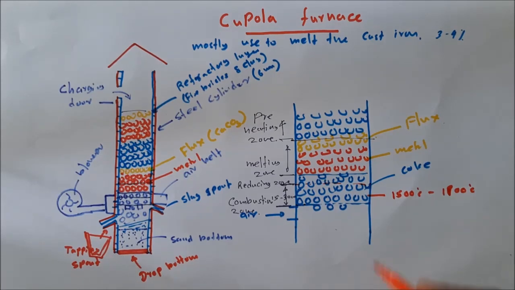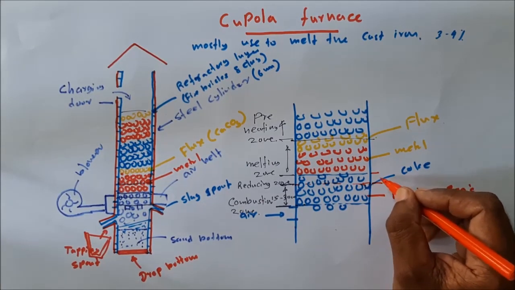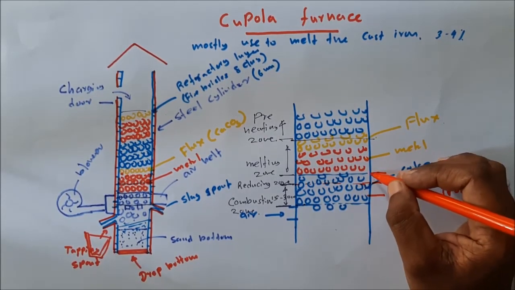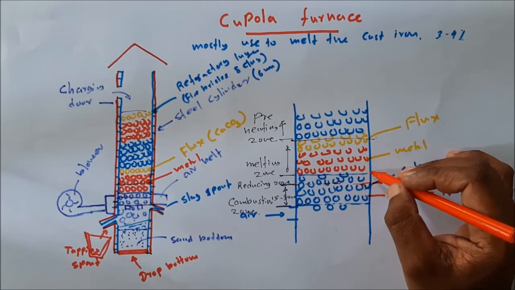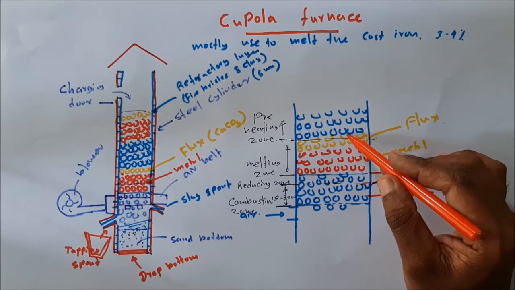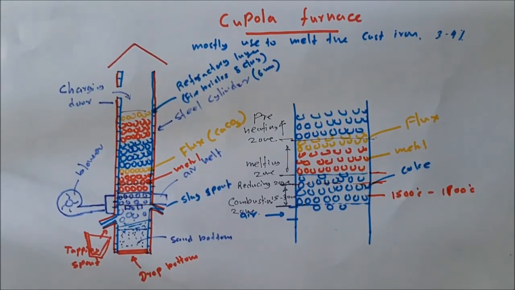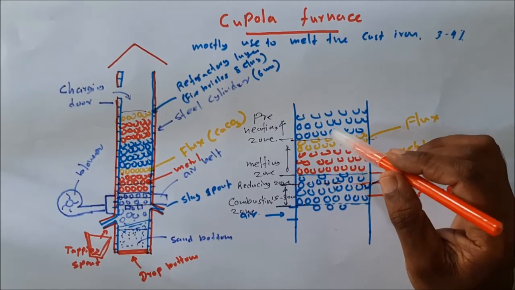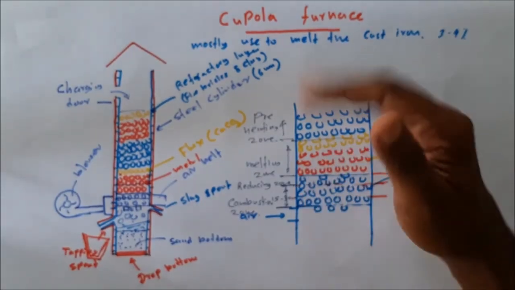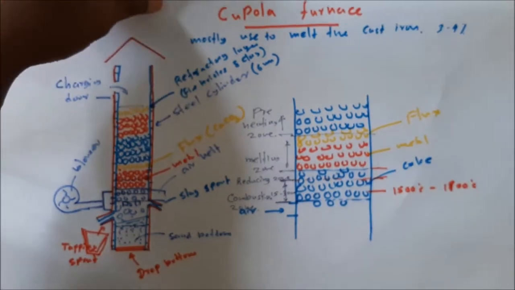Then the reducing region, from the ending point of the combustion to the total height of the coke bed, is called the reducing region. Then from the ending point of the coke bed to the next coke layer, this region is called the melting zone, where the metals are molten. Then from that ending point of the melting zone up to the top is called the preheating zone. Various chemical operations happen in these regions.